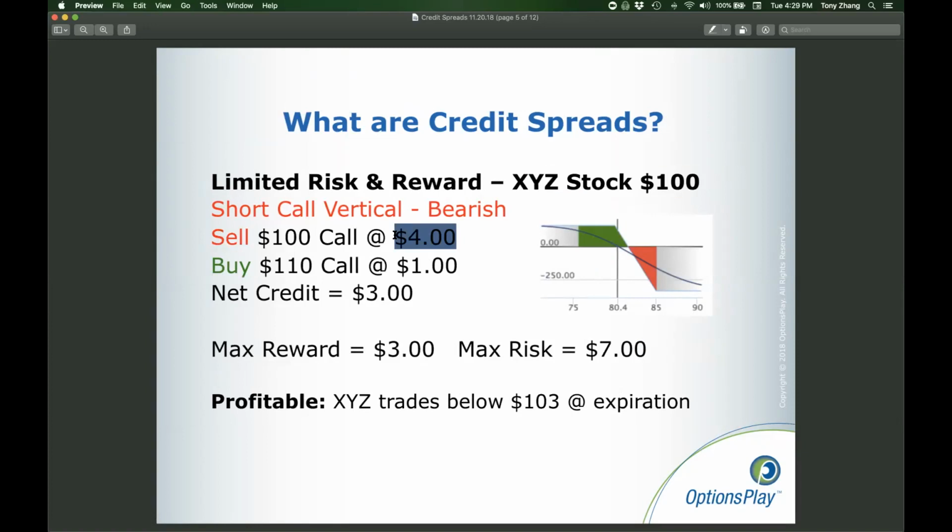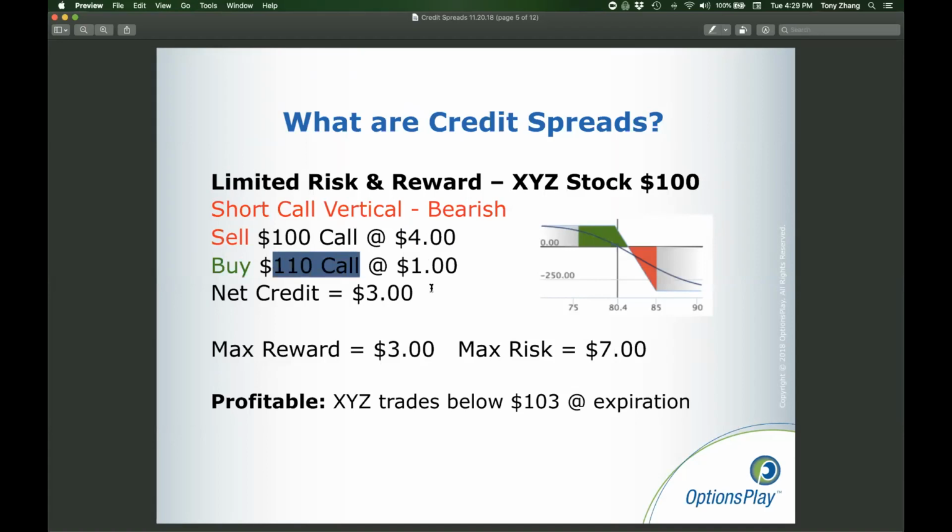If, let's say, the stock shoots up to $150, you lose $50 minus the $4 you received in the credits. You're risking $46 if the stock does really take off. That's not a risk that most people are comfortable taking. So in order to cap that risk, you can spend $1 and buy, let's say, the 110 call.